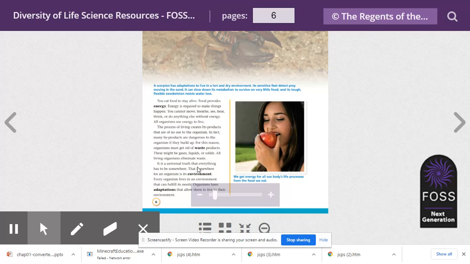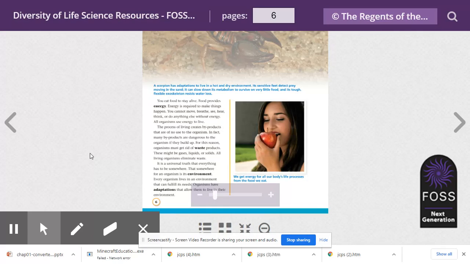It is a universal truth that everything has to be somewhere. That somewhere for an organism is its environment. Every organism lives in an environment that can fulfill its needs. Organisms have adaptations that allow them to live in their environment. So again, organisms have to be in a place. Humans live in houses.